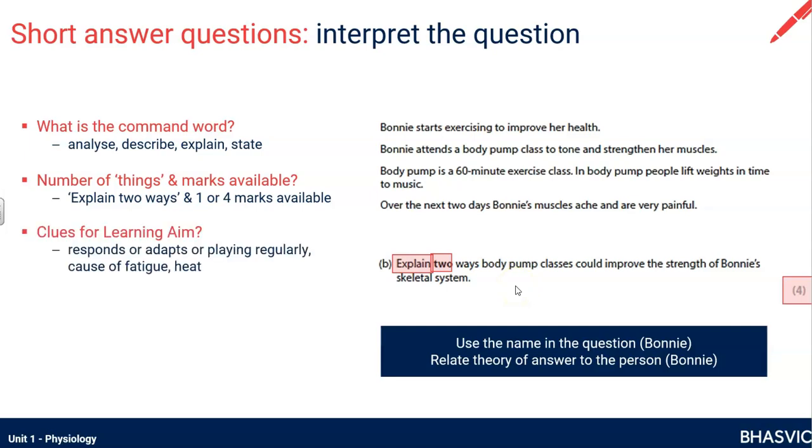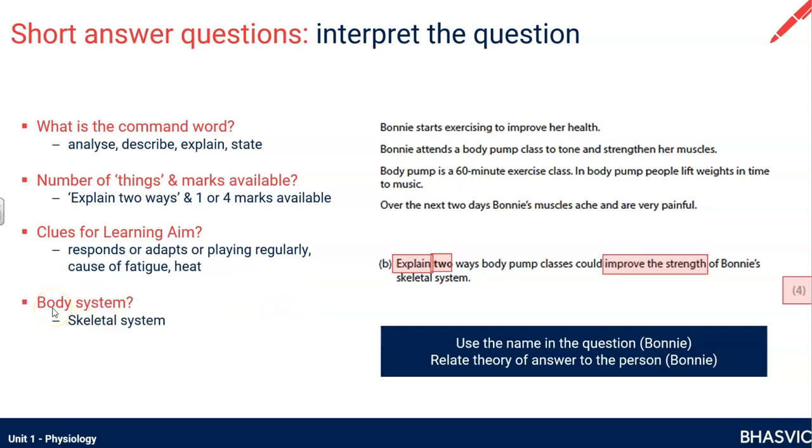Clues for the learning aim. Does it talk about responses or adaptations, or does it say playing regularly, or does it say causes fatigue in the question blurb? That can give you a clue as to what it wants. So it's about body pump classes improving strength. So maybe that would be an adaptation. How do you get stronger? How do these body pump classes help her skeletal system adapt to get stronger?